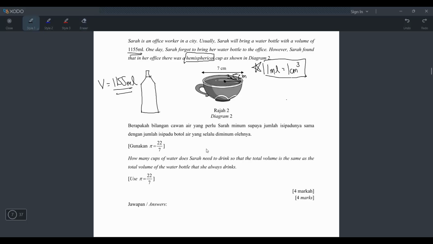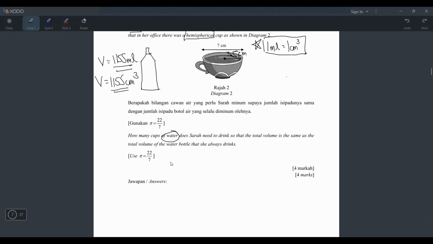Okay, now I can start. So what is the plan here? First, find the volume of hemisphere. Then I know my volume of water bottle is 1155 cm cube because 1 milliliter is 1 cm cube. So 1155 milliliter is 1155 cm cube. Then I take the volume of water bottle and divide by the volume of 1 cup, because they ask how many cups of water, and then I will know how many cups you need to drink so that it becomes 1155. Understand? So let's find the volume of hemisphere now.